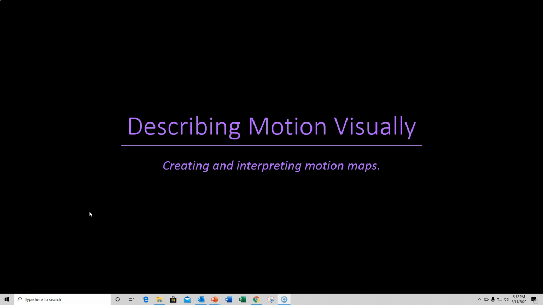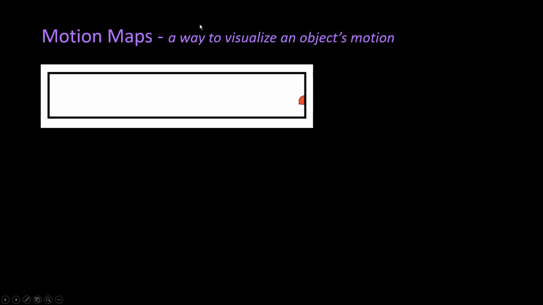Hello, this podcast is on describing motion visually. We're going to learn how to create and interpret motion maps. Motion maps are simply a way to visualize an object's motion. Let's take a look at several different types of motion and see if you can figure out what the dots represent.